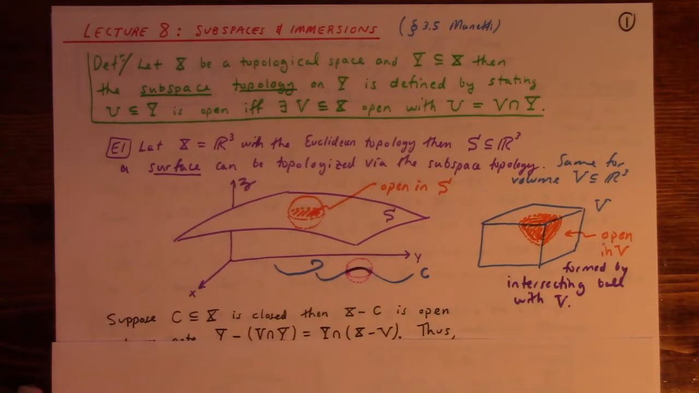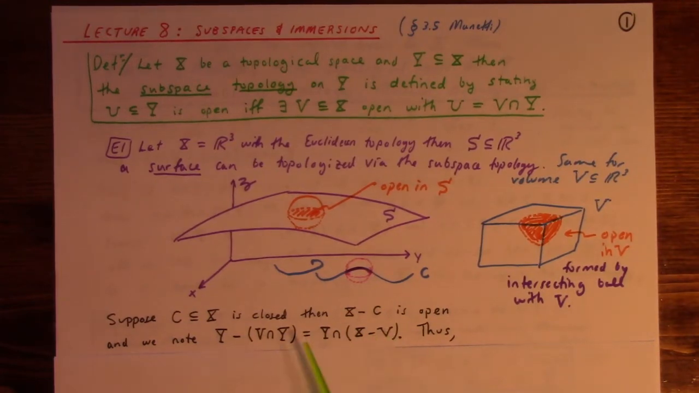Now, a little bit of set theory here. If you have C as a subset of X that is closed, that means X minus C is open. And you might notice that the complement in Y is the intersection of the complement in X with Y. So here's the complement in Y, there's the complement in X.